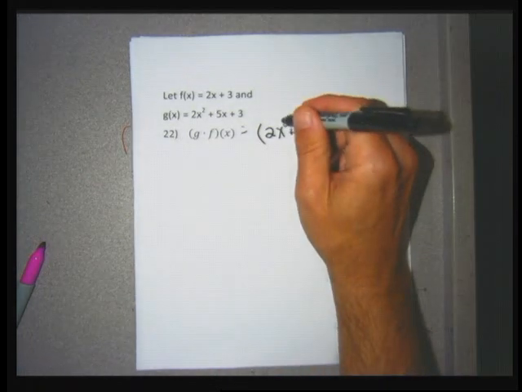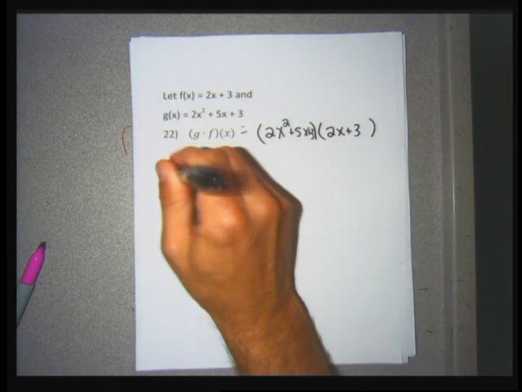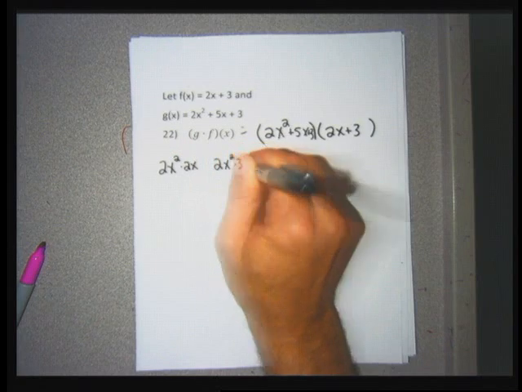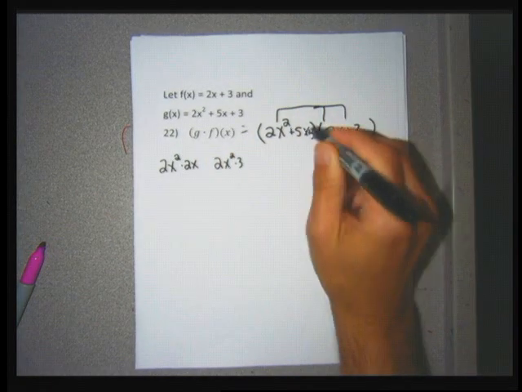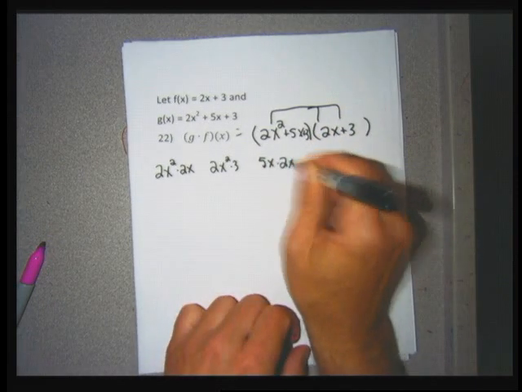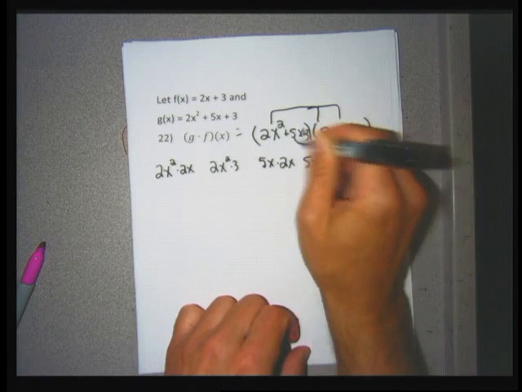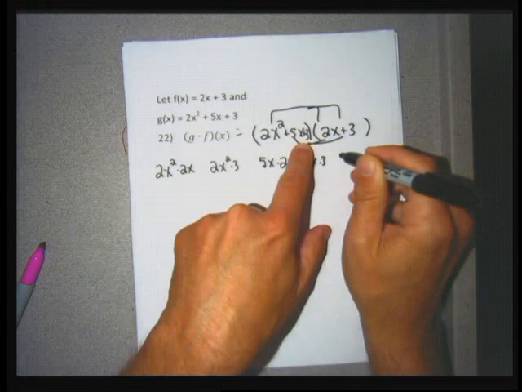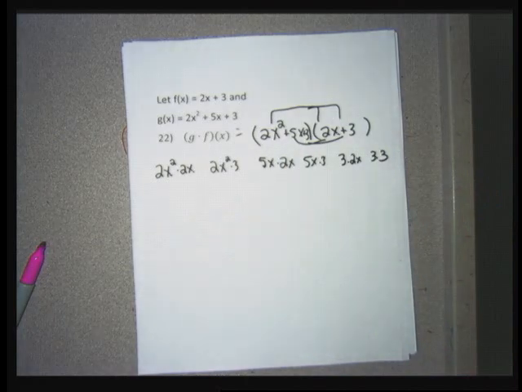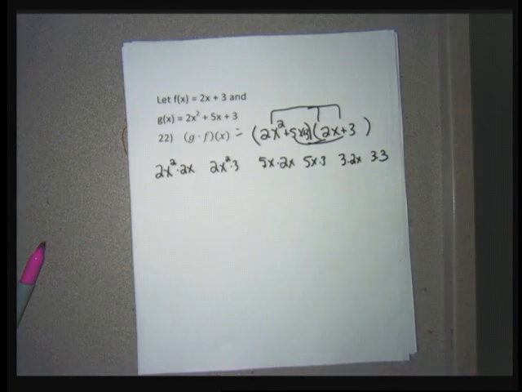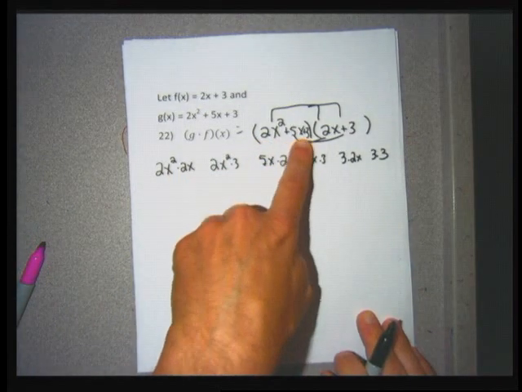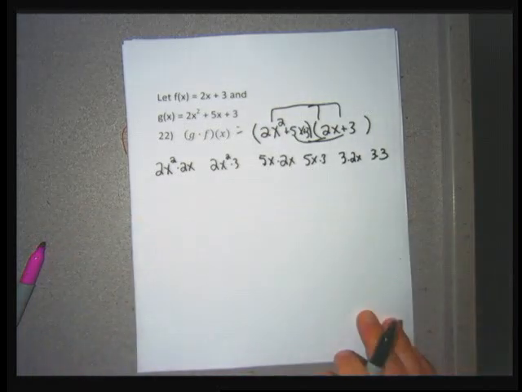For the multiplying, I need to take the 2x squared, multiply it by both the 2x and the 3 in the right parentheses. So I need to do that. I also need to take the 5x in the parentheses and multiply it by the 2x and by the 3. And I need to take the 3 in the first parentheses and multiply it by the 2x and by the 3. So there's tons of multiplication to do. The 2x squared, I multiply by the 2x and the 3, the 5x by the 2x and the 3, and the 3 by the 2x and the 3. So I wrote down all the multiplications I need to do.